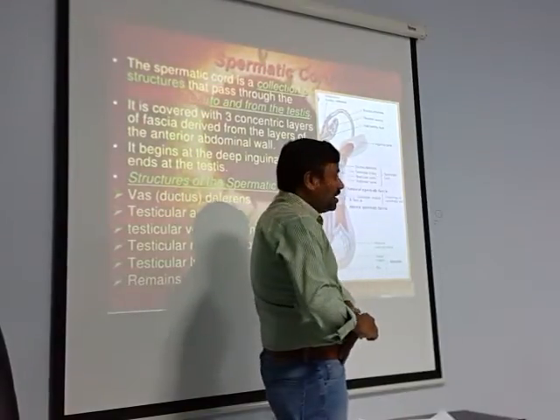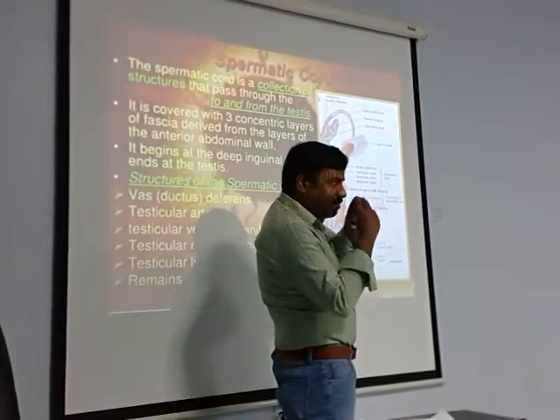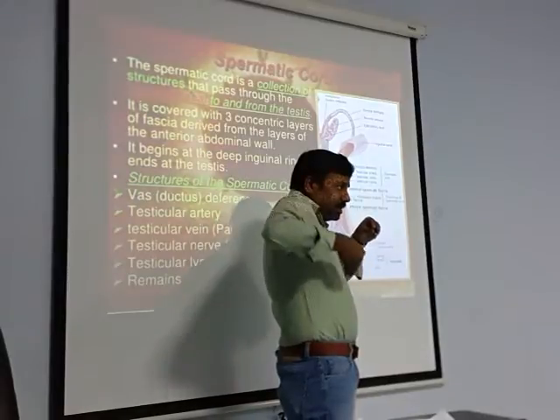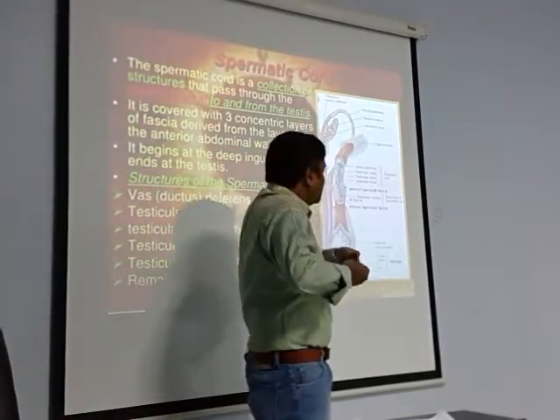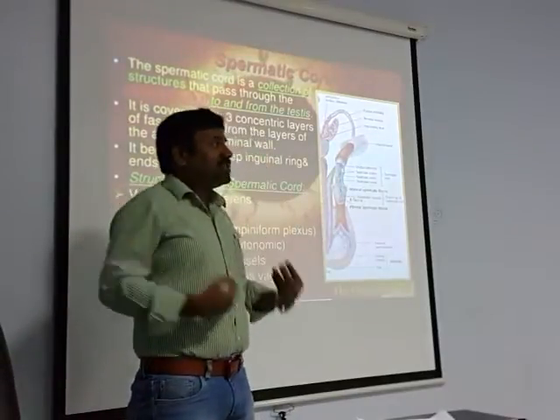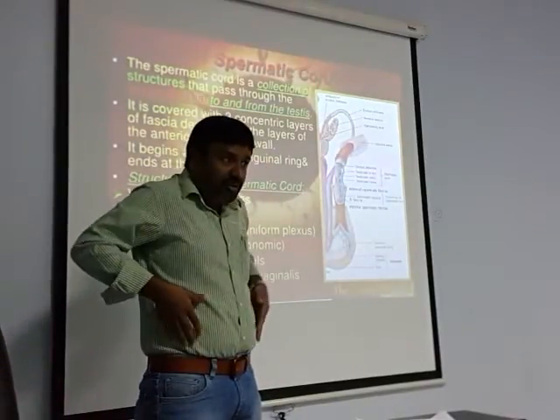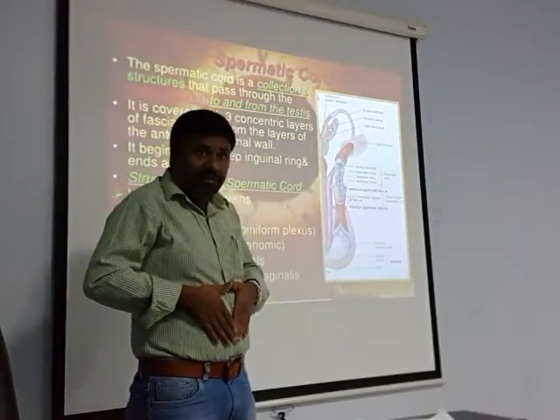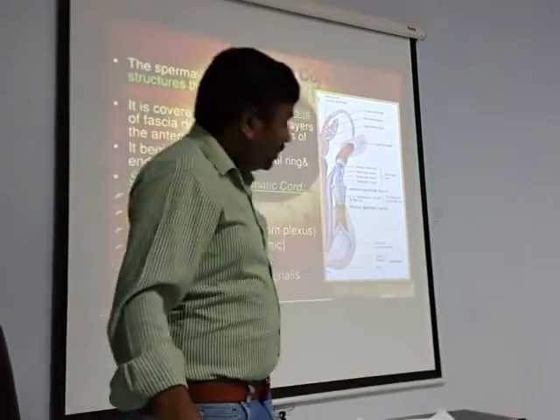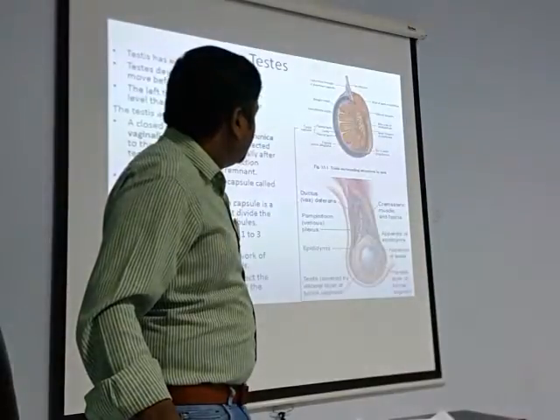I will explain what the group of structures are. This cord is again covered by a muscle, which pulls up the testis along with the scrotum. That is the muscle we call the cremasteric muscle, which is a continuation of the internal oblique muscle of the anterior abdominal wall. Clear? Okay, clear. So what are the layers that you find?